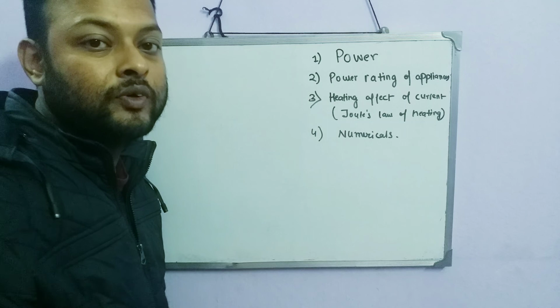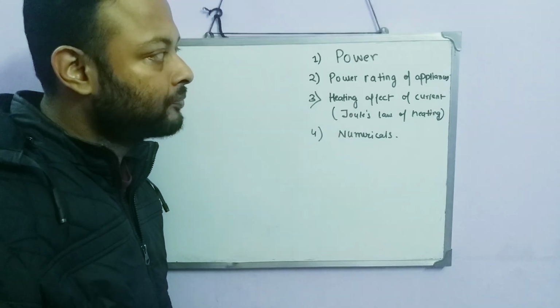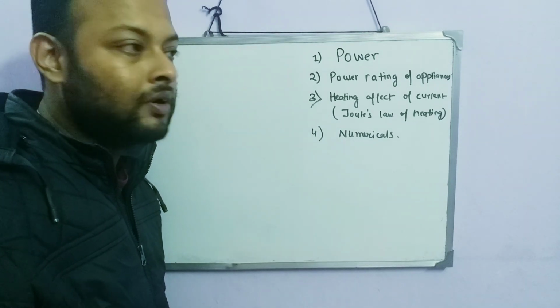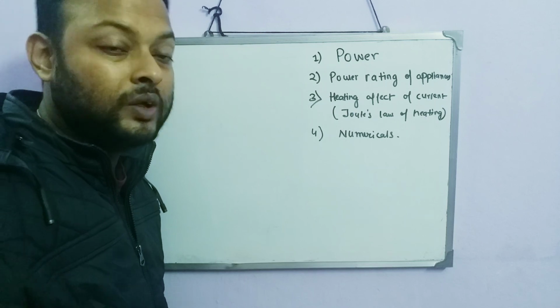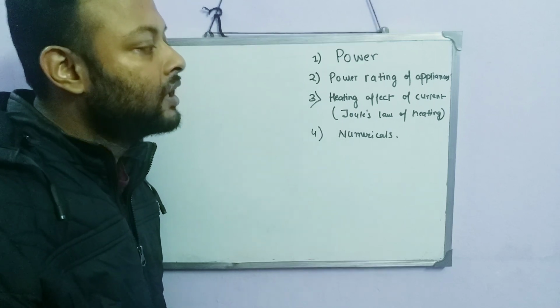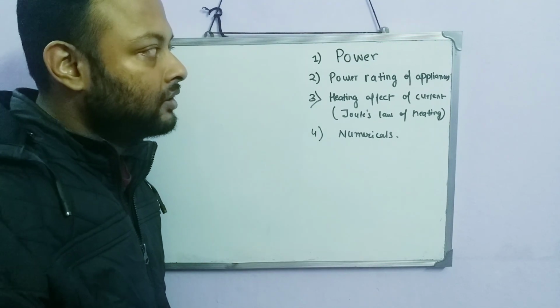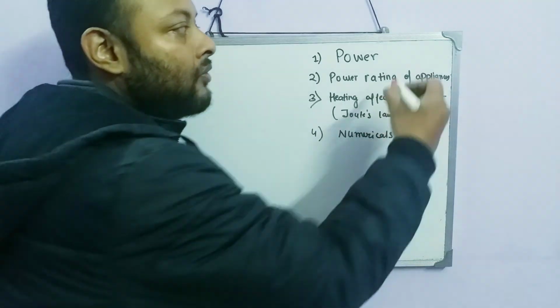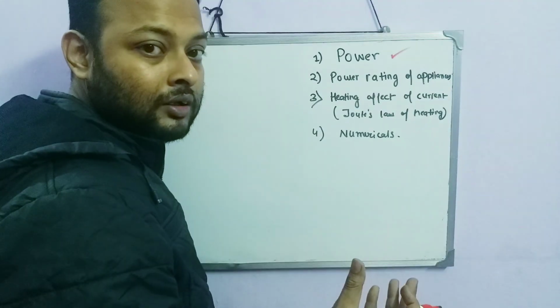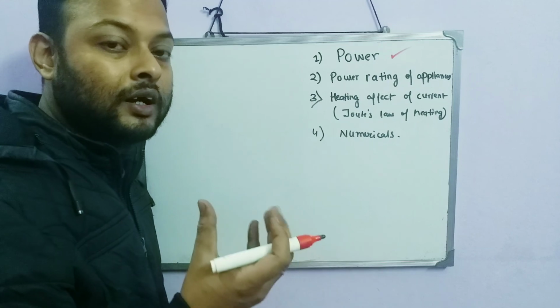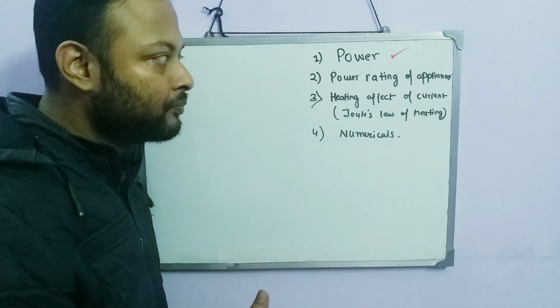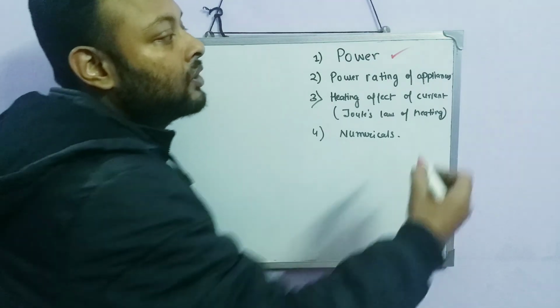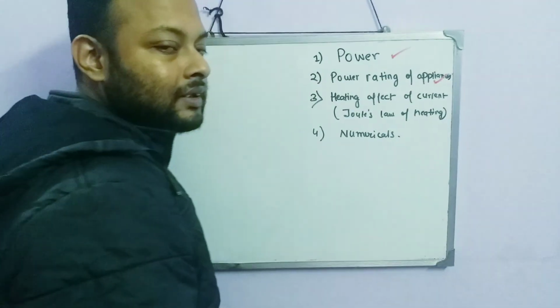This is the last video of this chapter, current electricity. So by this concept of power, we will finish this off. In this video, we will discuss basically three things. We will discuss power, what is power, and the related derivations or formulas. Then we will discuss the power rating of appliances.